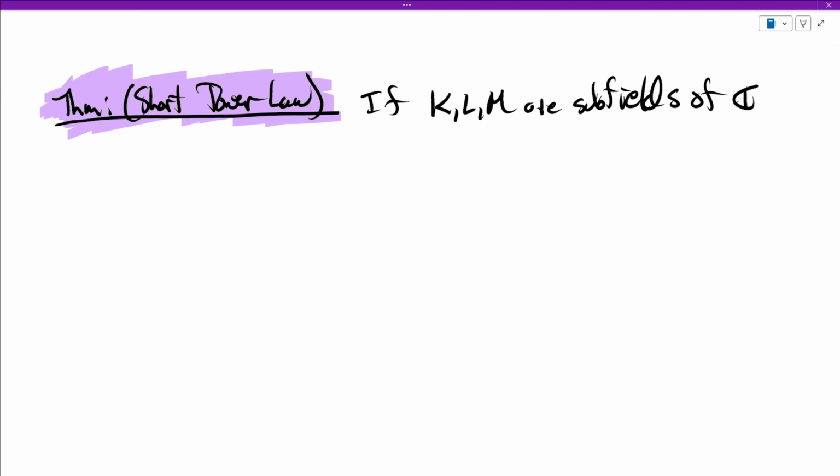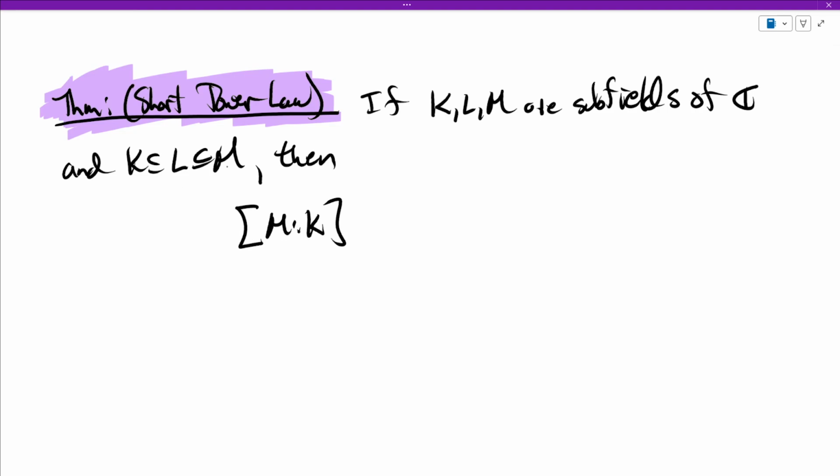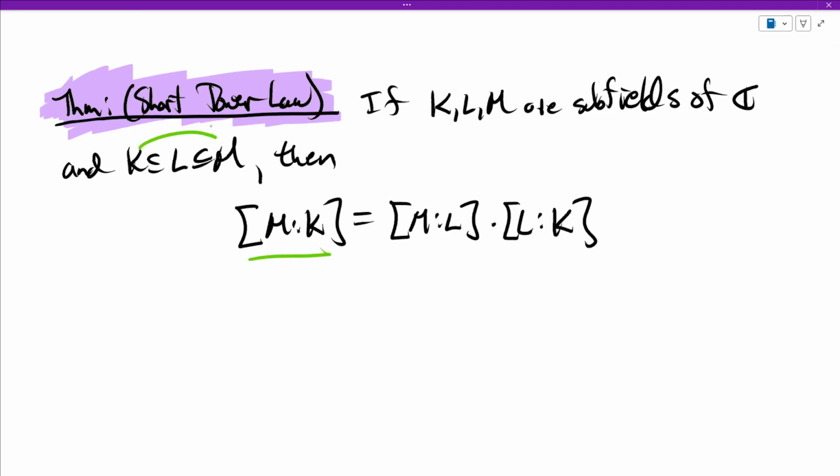But suppose K, L, M are subfields of C, and K is contained in L is contained in M. Then the degree of M over K, that's the big extension, is the product of the degrees of M over L and L over K. Okay. So the big extension is here in green, and that's going to be the product of these intermediate extensions here, the degrees of the intermediate ones here.